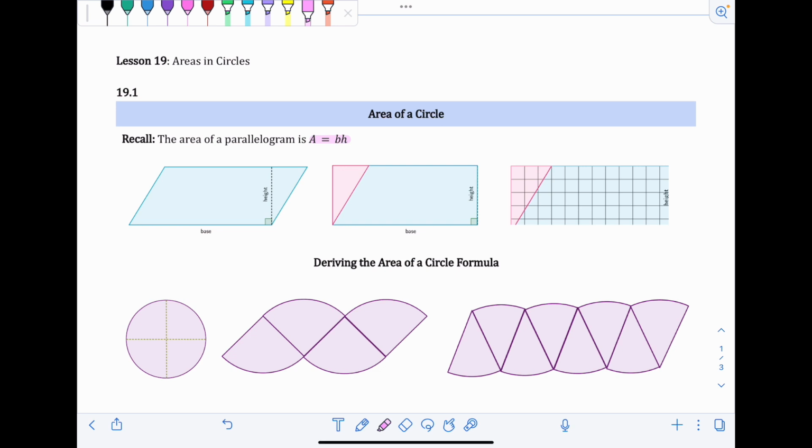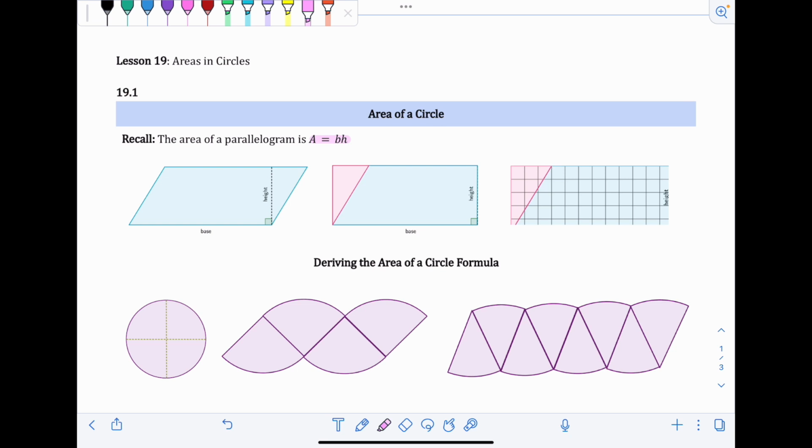And that's because you can pretty much rework any parallelogram into a rectangle, and in a rectangle it's base times height, or length times width as well, because you can just take the amount of units across the bottom of a rectangle and multiply it by the amount of units across the side of the rectangle, and that'll give you the total amount of square units within the rectangle.